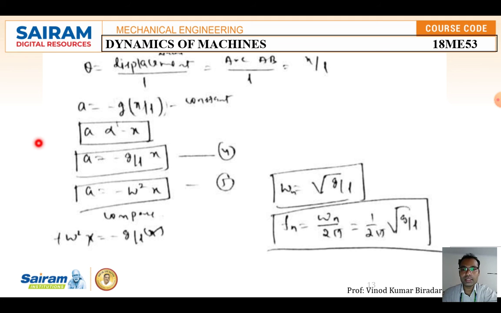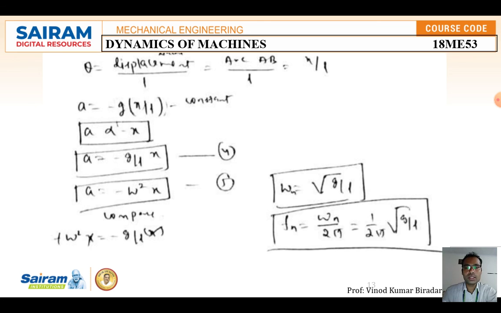So compare equation 4 and 5, the negative sign is going to get cancelled. So remaining is what? Omega square is equal to g by L. So now we are going to get omega n is equal to square root of g by L. So we have the natural frequency formula, f of n is equal to omega n by 2 pi. Okay, therefore 1 by 2 pi, just substitute the omega n value, you are going to get the natural frequency of the simple pendulum when neglecting the mass of the rod.